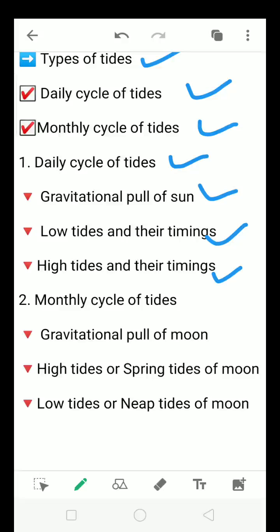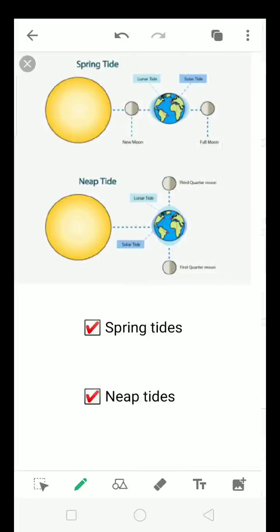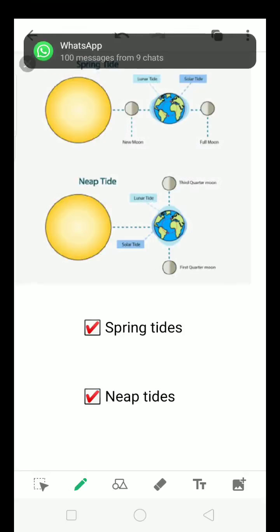So, what is the monthly cycle of tides? The moon is near to the earth, so its gravitational pull causes strong high tides called spring tides of moon, and its low tides are called neap tides of moon. So what are the spring tides and what are the neap tides?